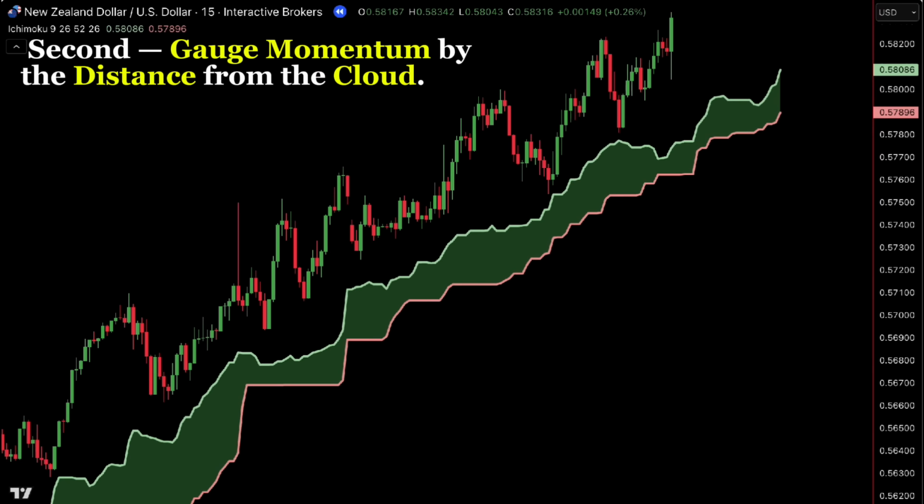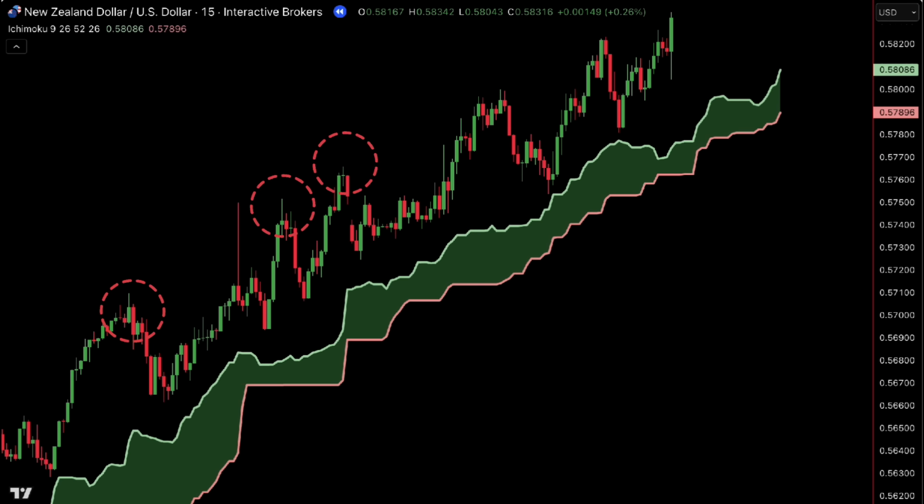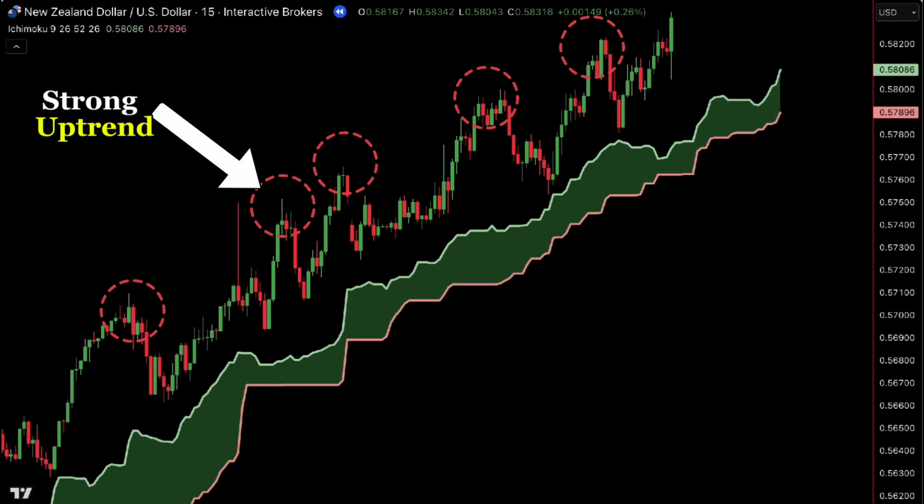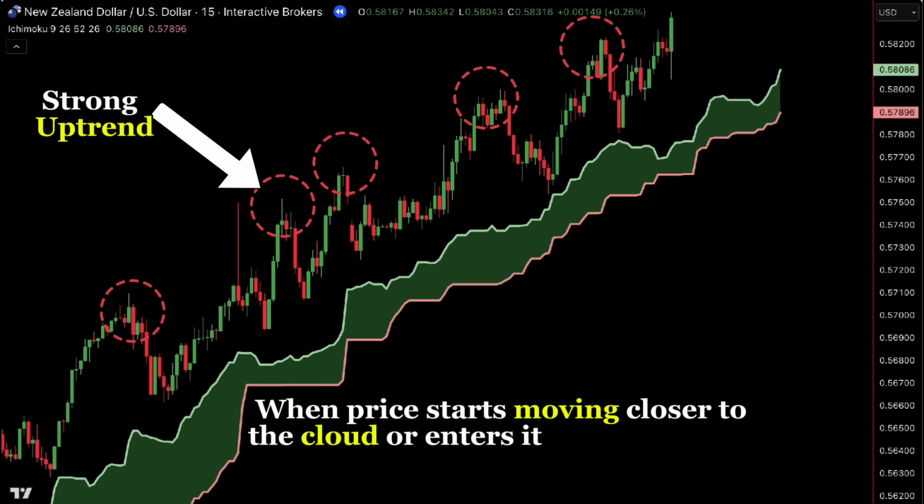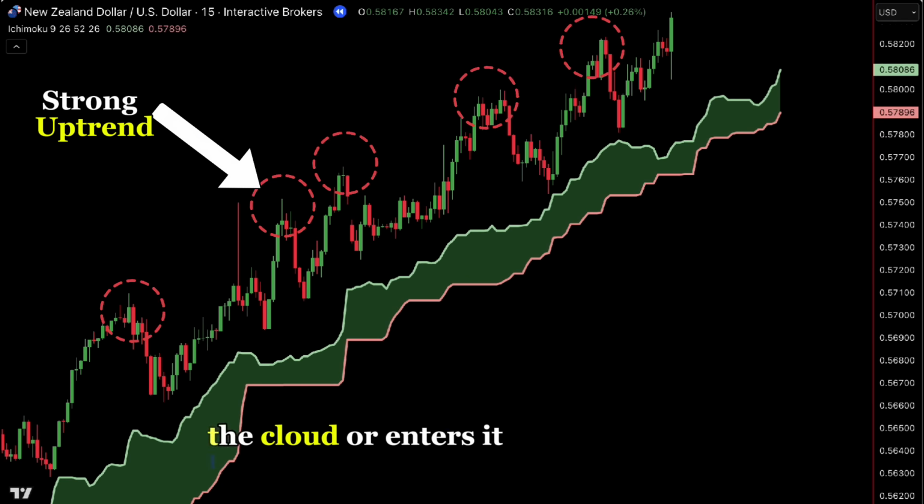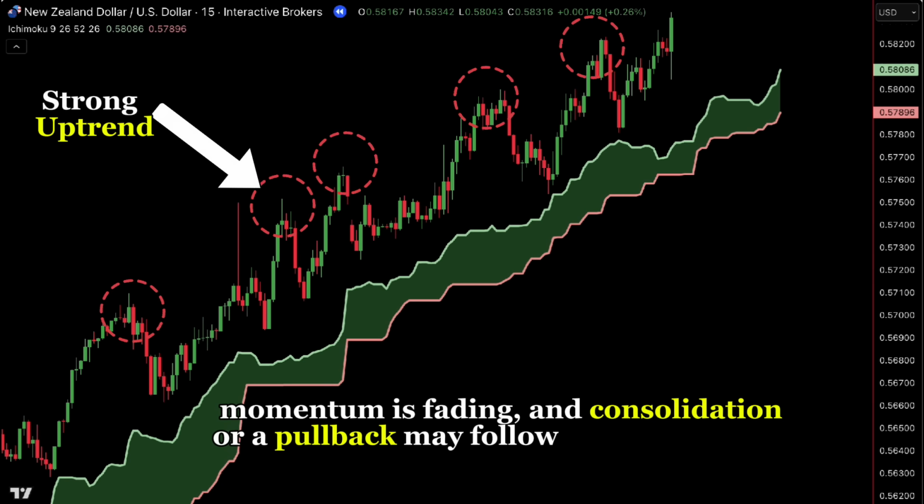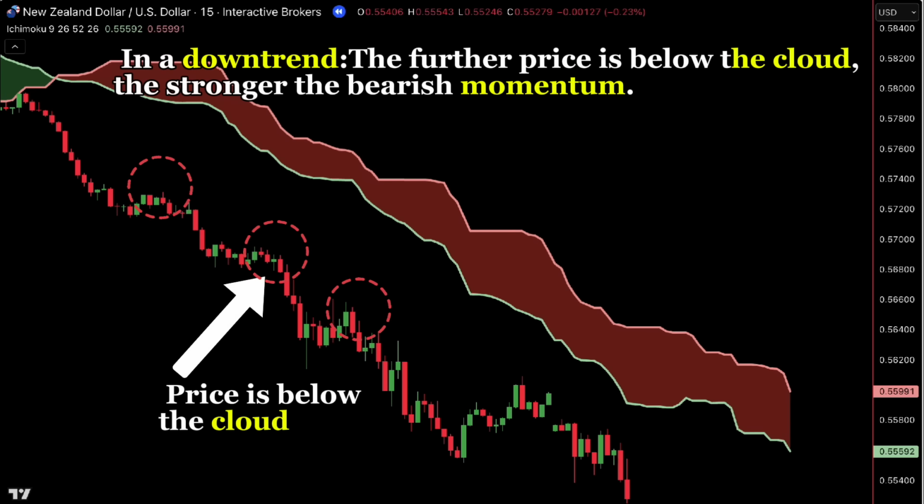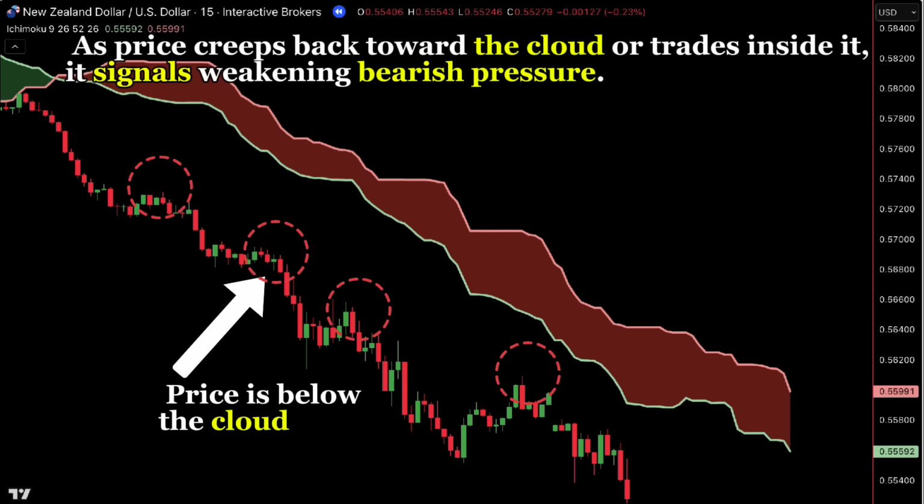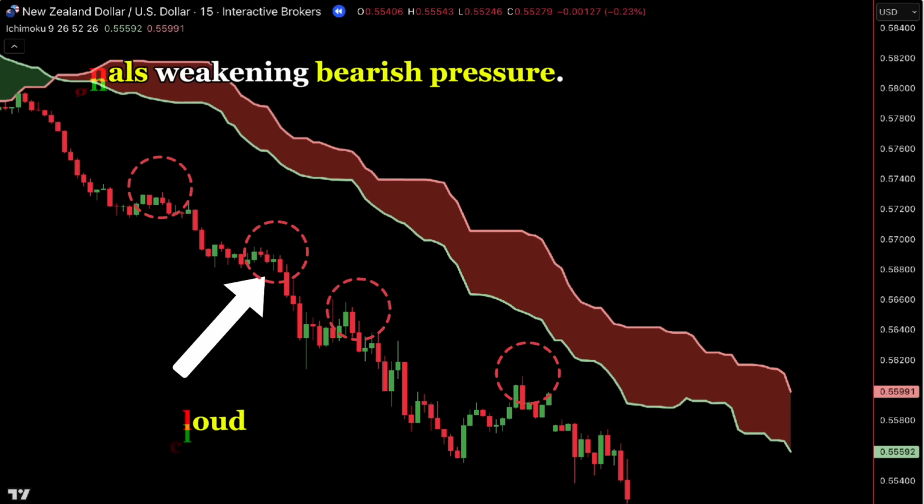Sellers are dominant. Second, gauge momentum by the distance from the cloud. In an uptrend, the further price moves away from the cloud, the stronger the bullish momentum. When price starts moving closer to the cloud or enters it, momentum is fading, and consolidation or a pullback may follow. In a downtrend, the further price is below the cloud, the stronger the bearish momentum. As price creeps back toward the cloud or trades inside it, it signals weakening bearish pressure.